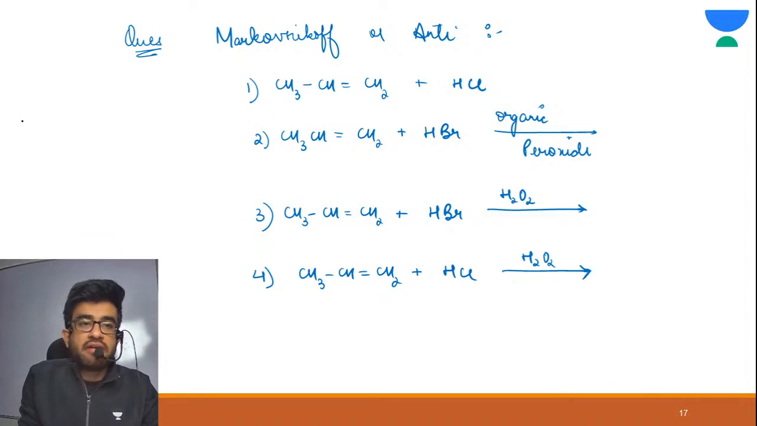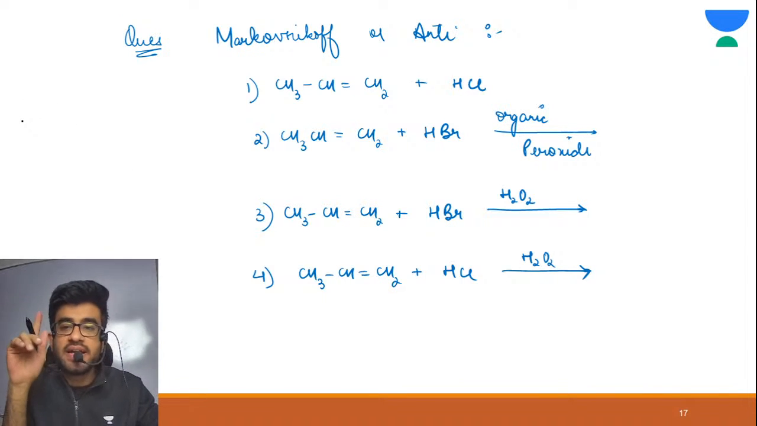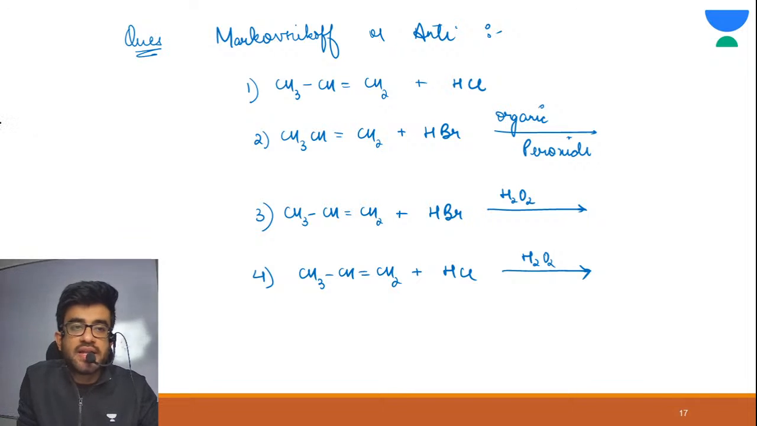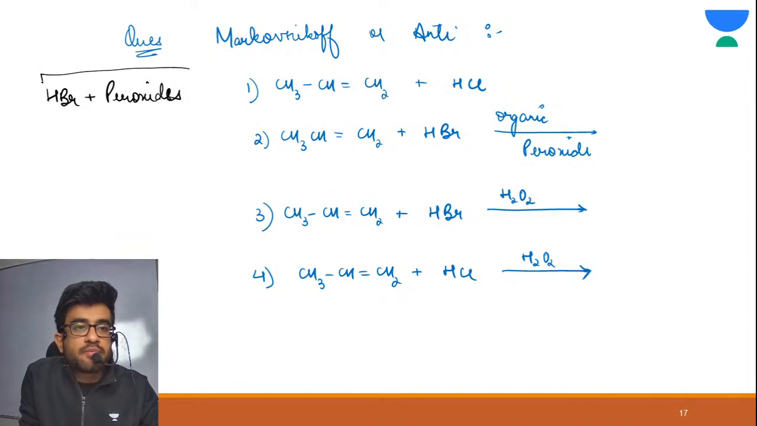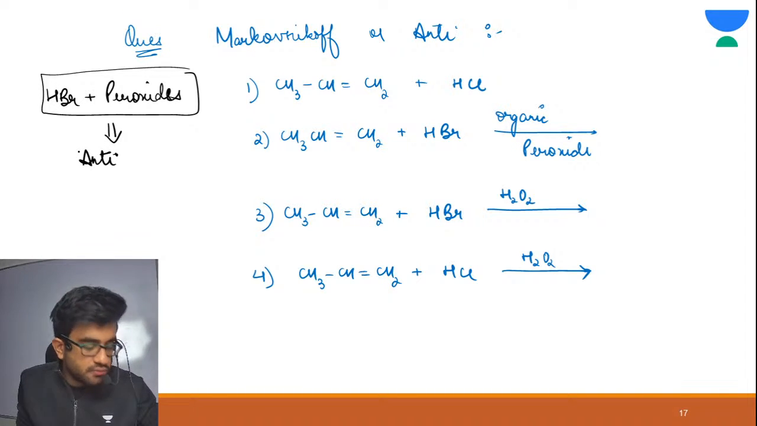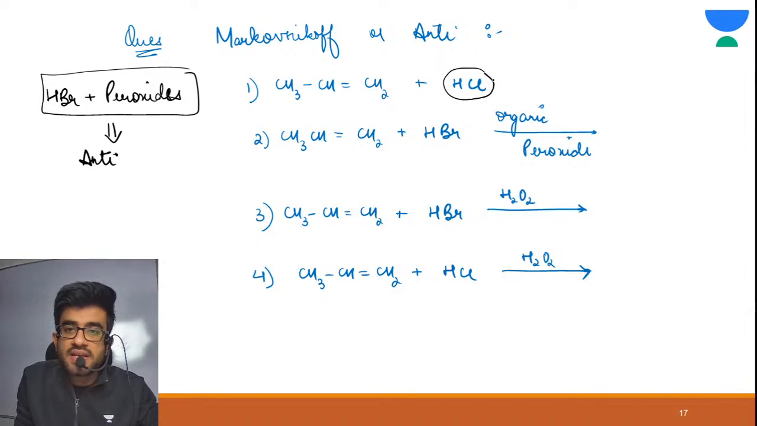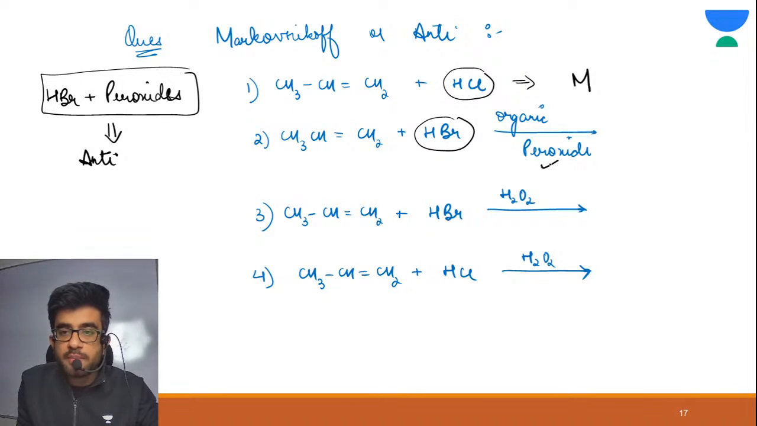See, I have explained there is only one deadly combination: HBr in presence of some peroxides. This would give you what? Anti-Markovnikov. Otherwise, all combinations would give you what? Markovnikov. So see, here only HCl is written, so this is Markovnikov. Now see, HBr and you have your peroxide also.